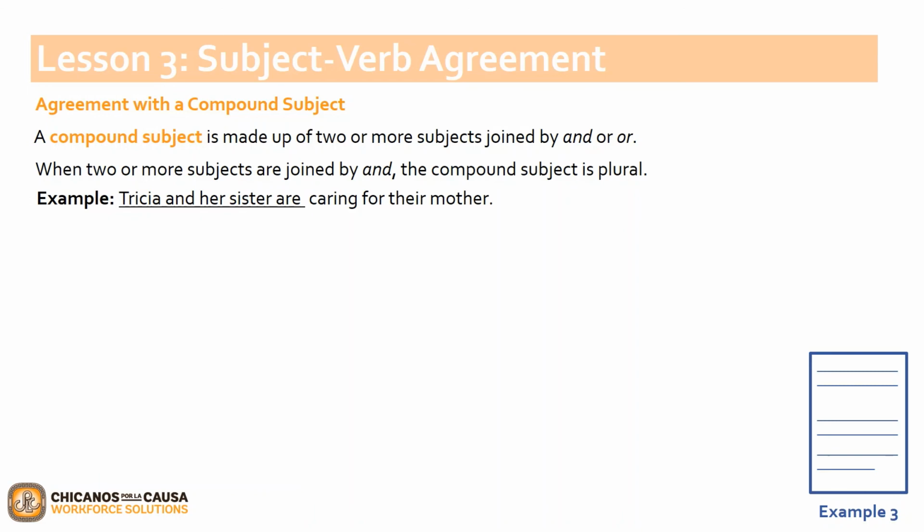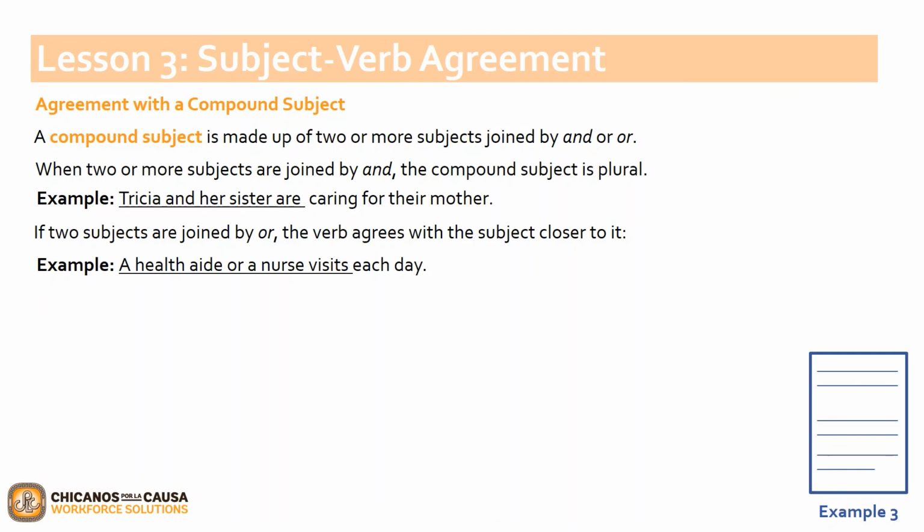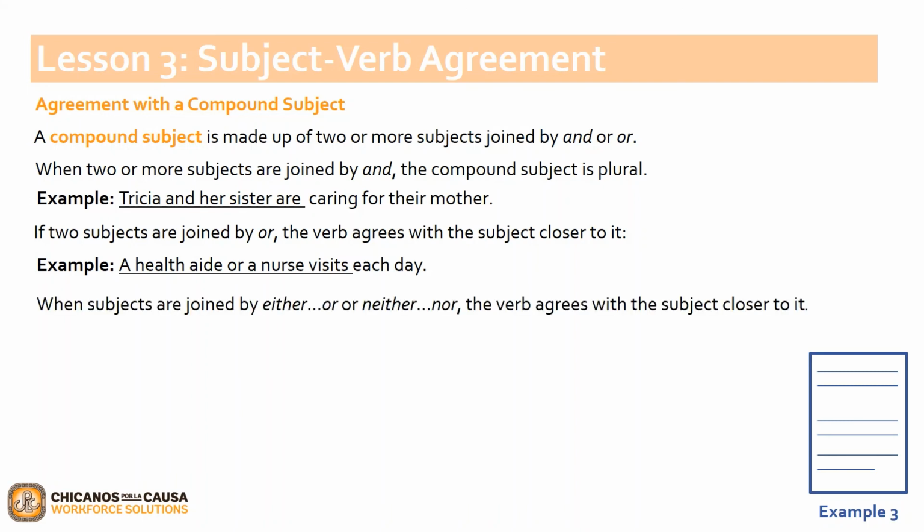If 2 subjects are joined by or, the verb agrees with the subject closer to it. For example, a health aide or a nurse visits each day. When subjects are joined by either, or neither, nor, the verb agrees with the subject closer to it. For example, neither the sisters nor their brother has medical training.